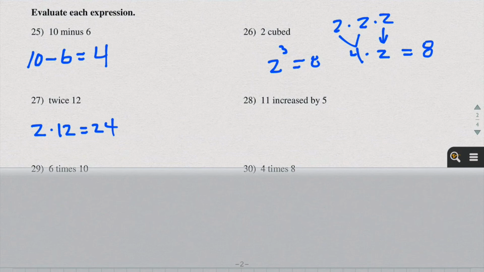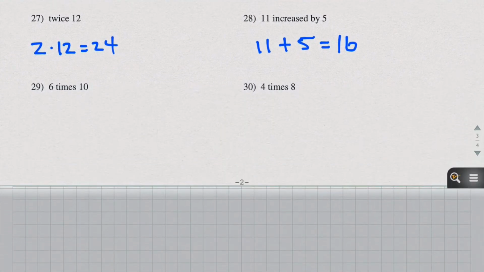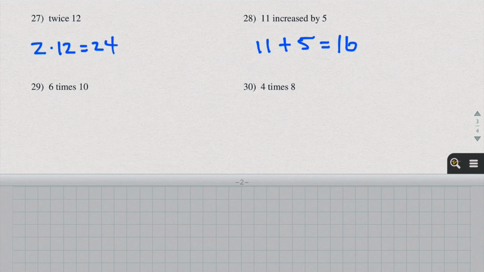Okay, number 28. 11 increased by 5. When we add those up, we end up getting 16. Okay, number 29. 6 times 10. Multiply those, we end up getting 60.